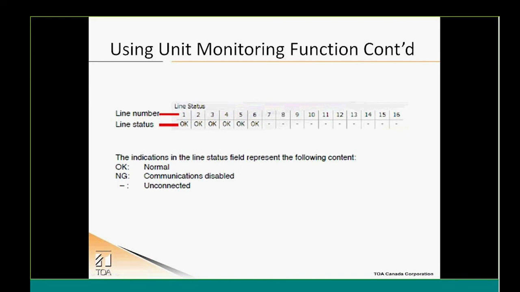The line status field represents the following content. OK represents normal functionality. NG represents communications disabled. And the slash indicates that there is no station connected to that line.